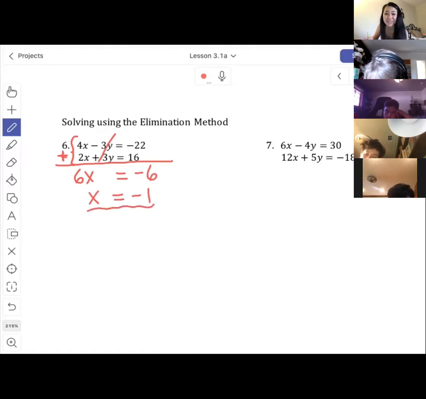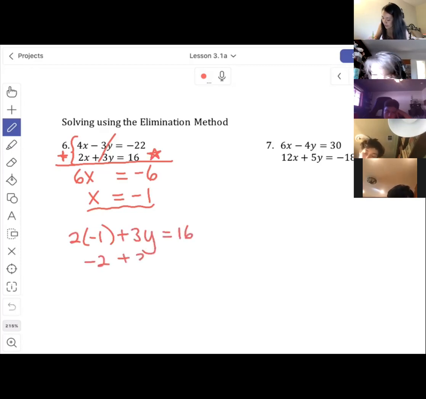Right, so the elimination method is really nice. Now remember, you do have to plug back in to solve. You can pick either of these two. I think the bottom one is a little bit easier because there are smaller numbers. So I'm going to plug in negative 1 for x, and then I solve for y.